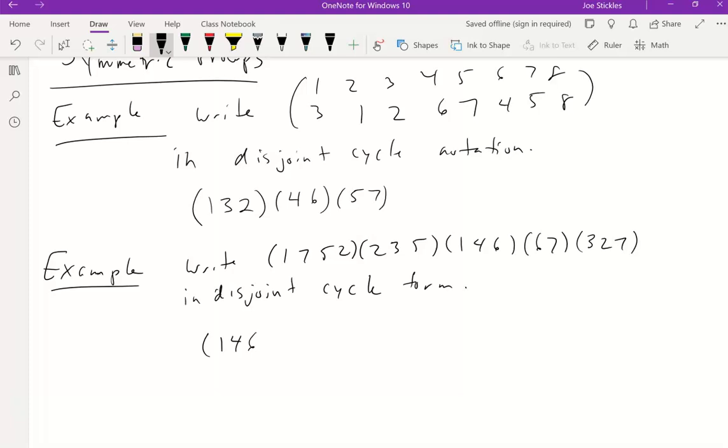5, I agree. Start with 6 here. Doesn't move. Where does 6 get moved to here? 7. 7 doesn't move. Here, 7 moves to 5, right? We agree? Now do 5. Where does 5 get moved to? Nowhere here. Here it gets moved to 2, and then 2 moves to 1. So this closes the cycle.